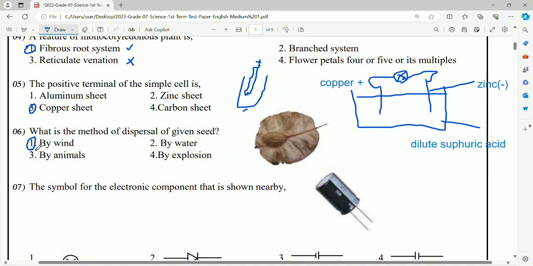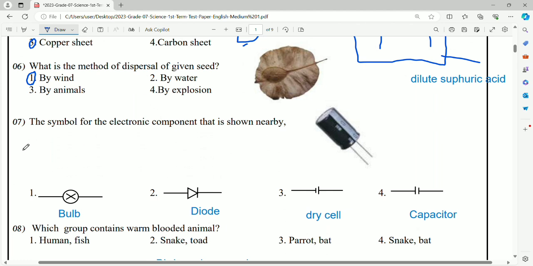Seeds dispersed by animals, for example: tomato, pepper, chili, castor, pulinagam. Those seeds are dispersed by animals. And by water: arecanut, coconut, kottamba, kulitti, diakat, lotus. Those seeds are dispersed by water.